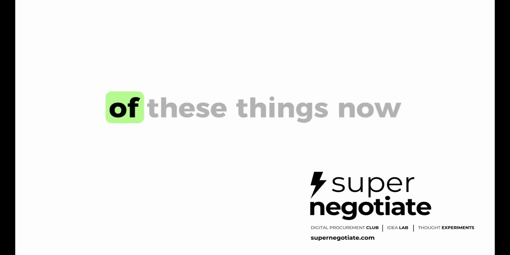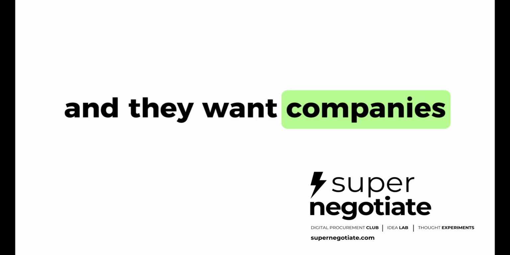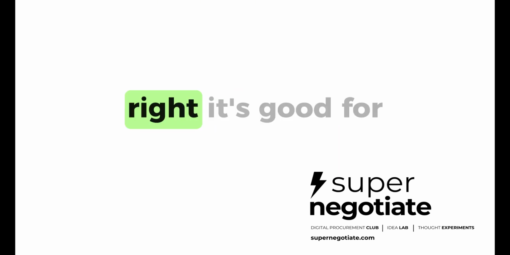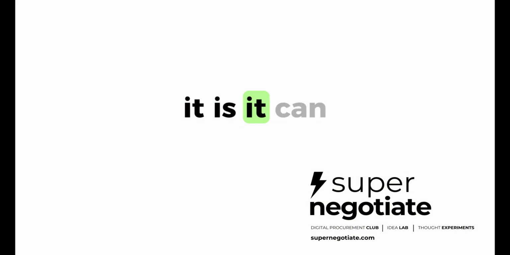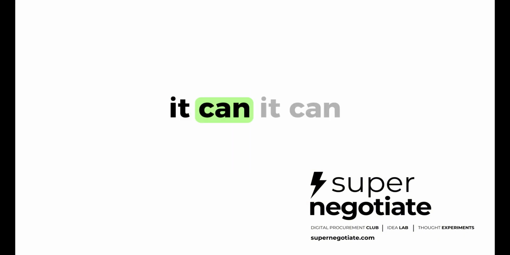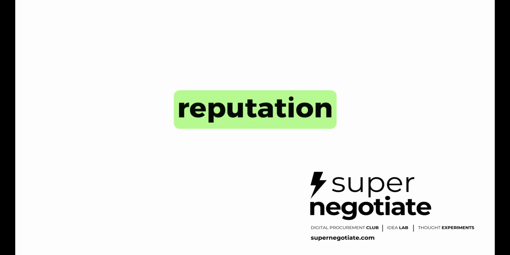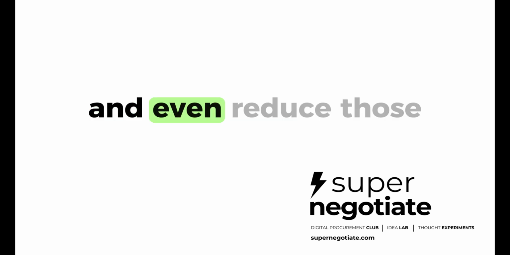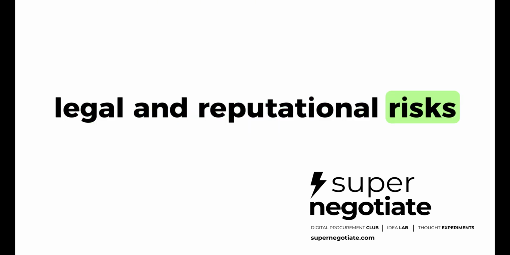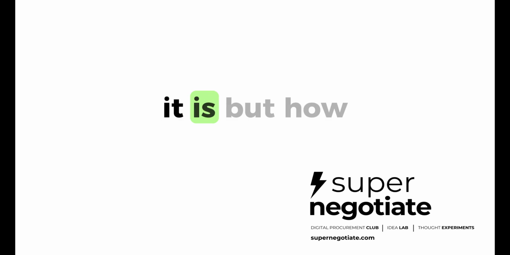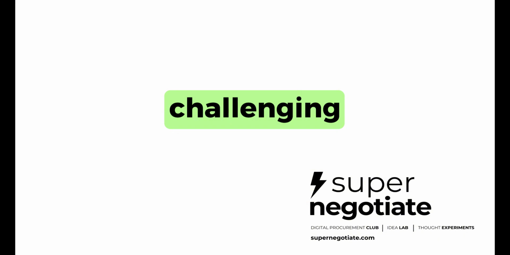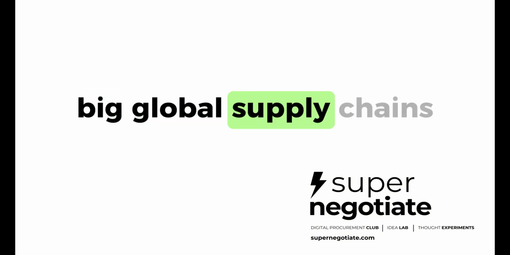Consumers are more aware of these things now. And they want companies to do the right thing. So ethical sourcing is not just good for the world, it's good for business. It can really boost your brand's reputation, attract those customers who care about these things, and even reduce those legal and reputational risks. So it's a smart move all around. But how do you actually implement it? Because it sounds really challenging, especially with these big global supply chains. It's not easy.